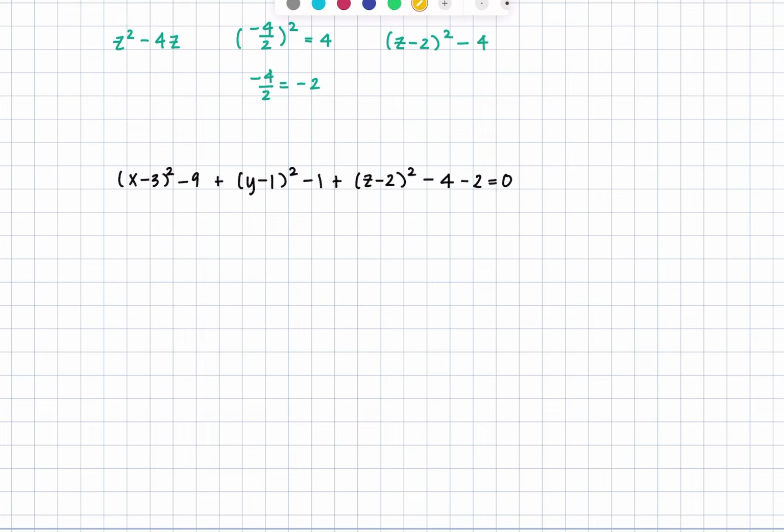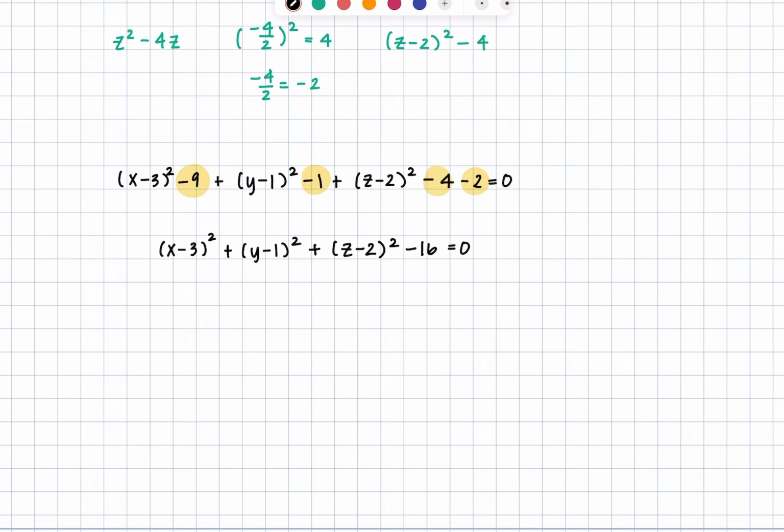Now that we have these, let's combine the constants. So we have negative 9, negative 1, negative 4, and negative 2. Adding them up, we get negative 16. So it's going to be x minus 3 squared plus y minus 1 squared plus z minus 2 squared, and then minus 16 equals 0.